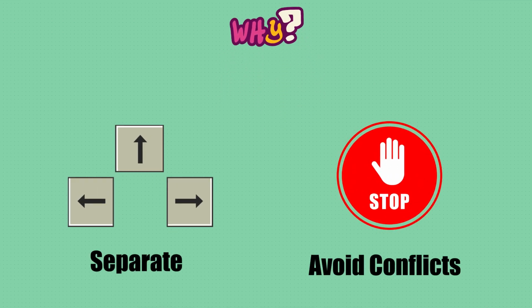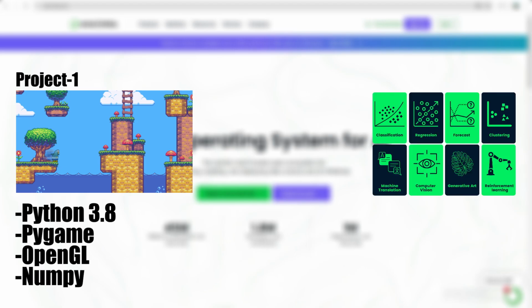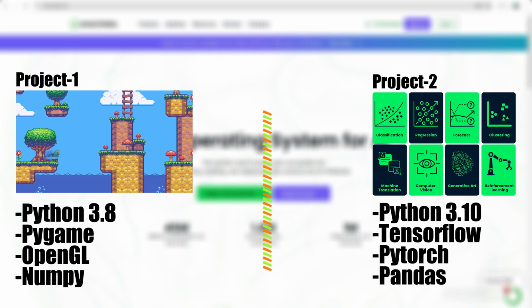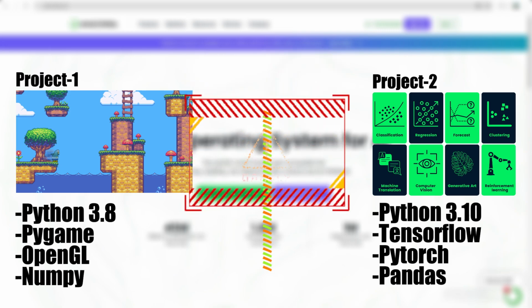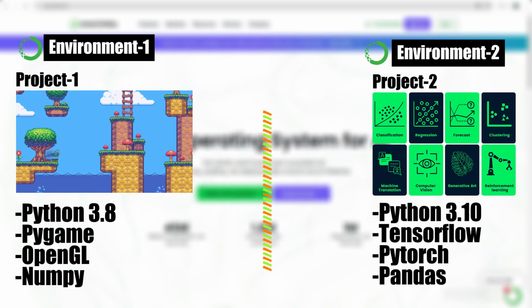Now the question is, why do we need virtual environments? Virtual environments keep projects separate, avoiding conflicts between package versions and dependencies. For instance, Project 1, a Pygame project, requires Python 3.8, Pygame, OpenGL, and NumPy, and Project 2, an AI project, requires Python 3.10, TensorFlow, PyTorch, and Pandas. Working with both of them in the base environment can be messy, unorganized, and time consuming. So in this situation, a virtual environment lets us keep the projects separate. We can create separate environments for each type of project.